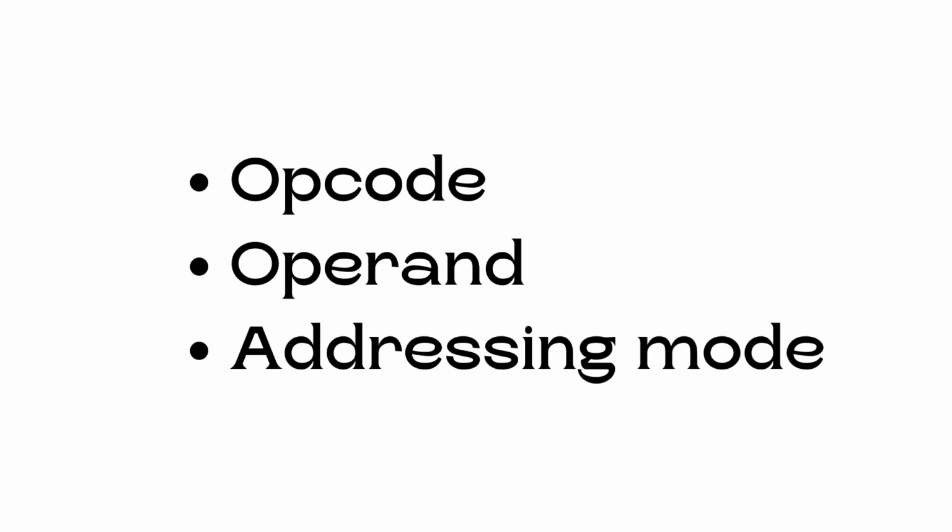Instruction formats in computer architecture refer to the syntax of the instructions. An instruction can have three components: the opcode, the operand, and the addressing mode. Instruction format refers to the order in which these components are laid out in an instruction. To add two numbers stored in registers, say R1 and R2, and store the result in a third register, R3, we use the following instruction format, which is equivalent to R3 equals R1 plus R2.